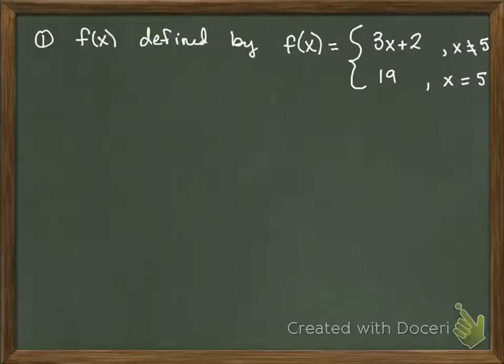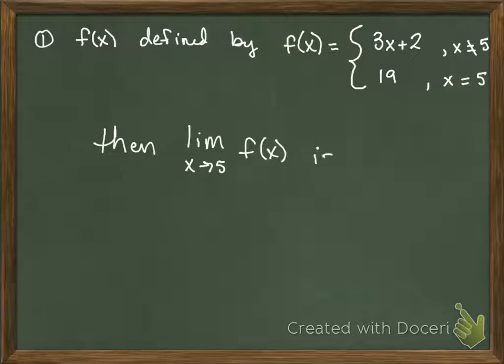All right, so this is our first one that we have. We have f of x defined as 3x plus 2 when x is not equal to 5, and it's 19 when x is equal to 5. All right, what I want y'all to say is, then we're going to say what the limit is. The limit as x approaches 5 of f of x is what?